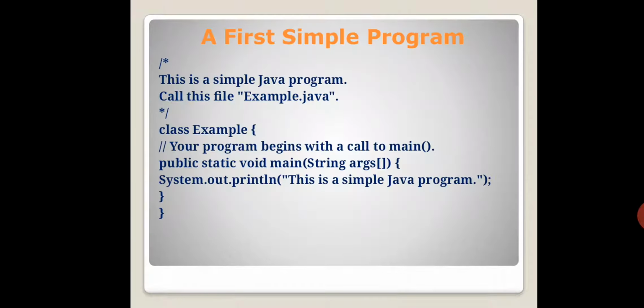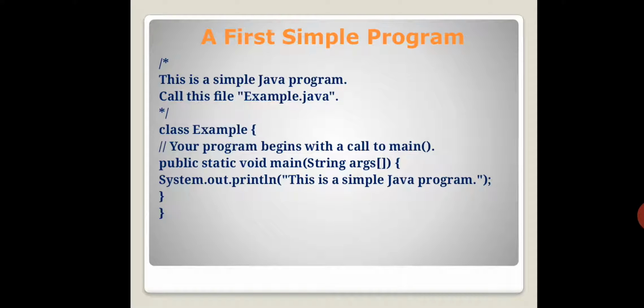Fine. Now this is the first simple program of Java. You can see there is a comment saying that this is a simple Java program, and call this file example.java. Always remember, whenever you write a program, the file extension for that Java program must be .java. It is the extension used for Java programs. So the syntax will be file name .java. Fine. So next you can see the code.